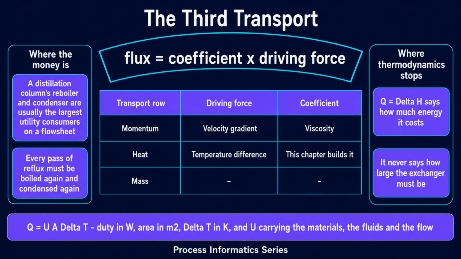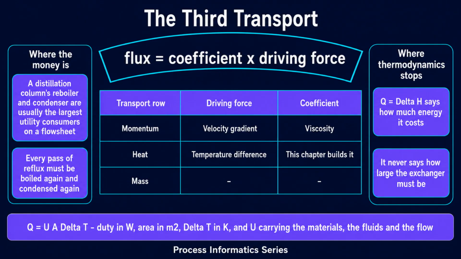Heat transfer is a row of the transport table, and it obeys the same sentence as the momentum row. Flux equals coefficient times driving force. In the momentum row, the driving force is a velocity gradient and the coefficient is viscosity. Here the driving force is a temperature difference, and the coefficients are the subject of this chapter.